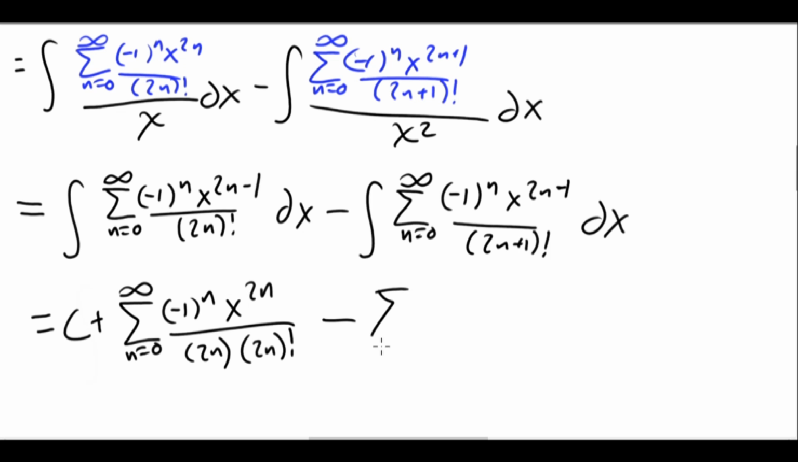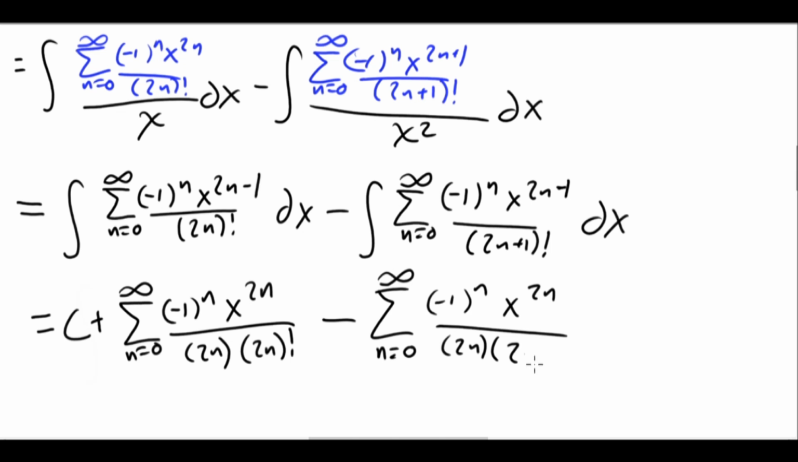And similarly, for the integral on the right, we get the sum from n equals 0 to infinity. Again, negative 1 to the n as a constant stays the same. x to the 2n minus 1 becomes x to the 2n. We divide by 2n, and also the 2n plus 1 factorial in the denominator stays there because it is a constant.